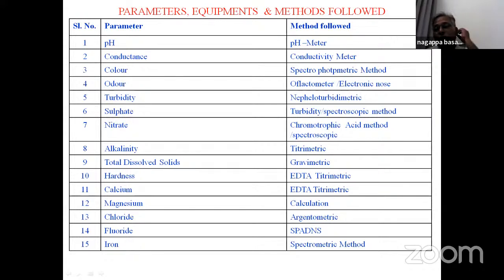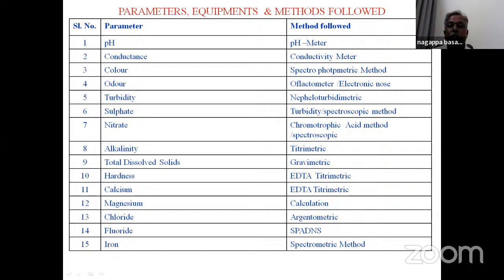As per the guidelines issued by the Government of India, and by following IS methods. pH meter. pH is one of the important parameters. The limit is 6.5 to 8.5 pH. If it is less than that, also a problem. If it is more than that, also a problem, for the construction industry also. So pH we have to measure correctly by using a pH meter as per the IS method.